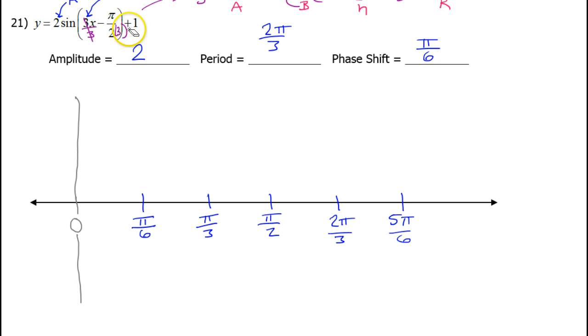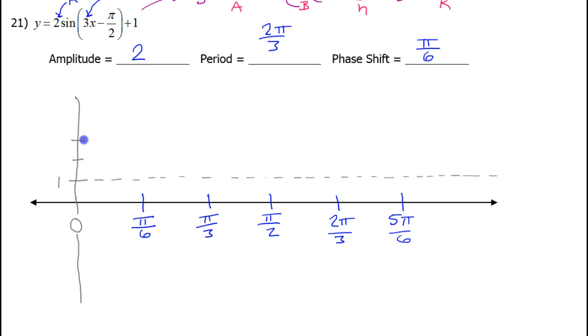I feel like I should clean this up a little bit. That plus 1 tells me where the midline is going to be. That's my vertical shift. So everything is shifted up 1. So I definitely am going to need that. So this is my midline. So I'm going to go ahead and put a dotted line right here to show that this is my midline, people. Alright, but the amplitude is 2, which means I need to go up 2 from here.